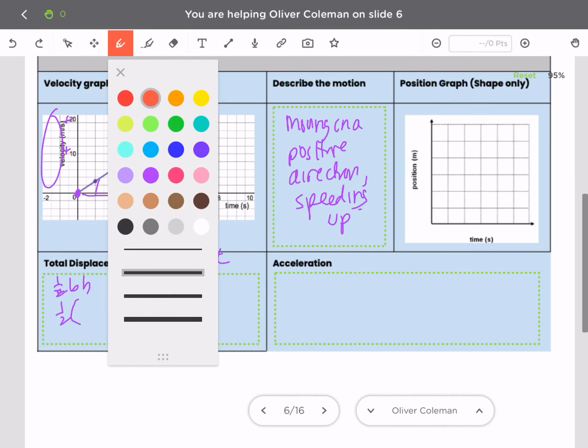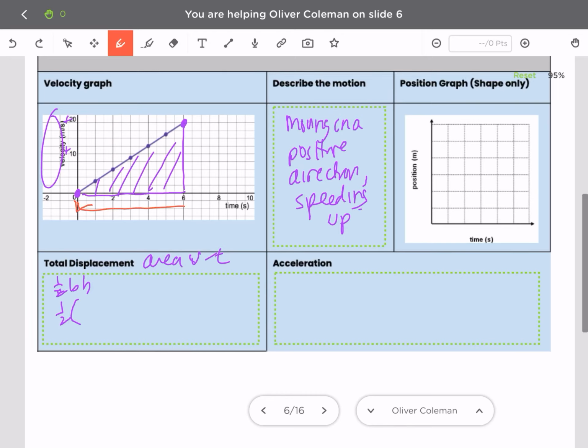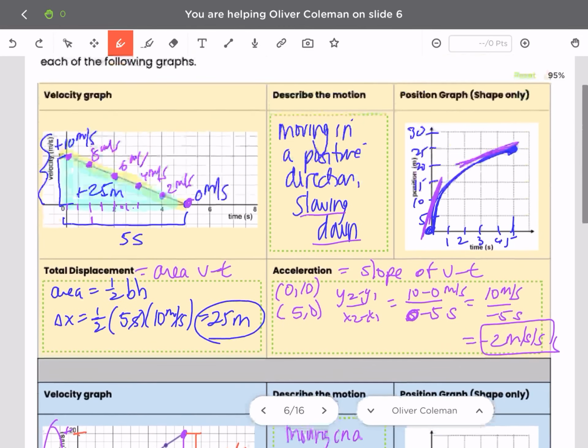My base of my triangle now is 6 seconds, and the height of my triangle looks like 20 meters per second. So 1/2 of 6 is 3, times 20 is going to be a positive 60 meters. This is meters. Was this one meters? Yeah.